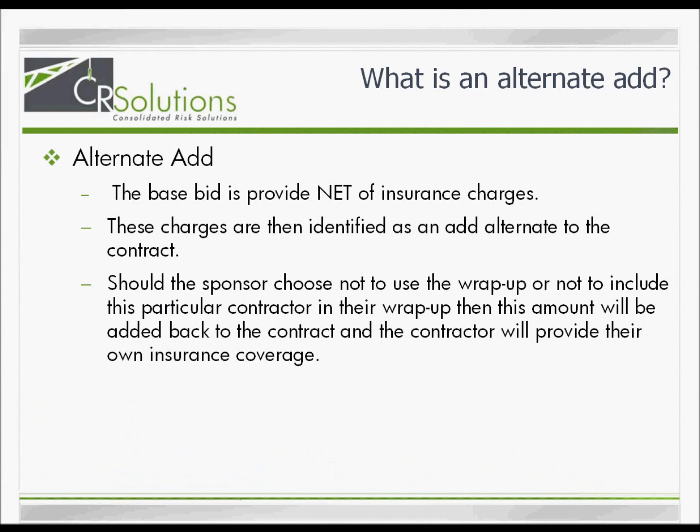On the other hand, if an alternate add is used, then the base bid and subsequent contract award is provided net of any insurance cost. These costs are then identified as an add alternate to the contract. Should the sponsor choose not to use the wrap-up or not to include this particular contractor in the wrap-up, then this amount will be added back to the contract in order for the contractor to provide their own insurance coverage.